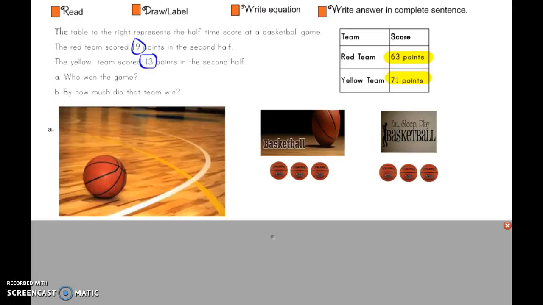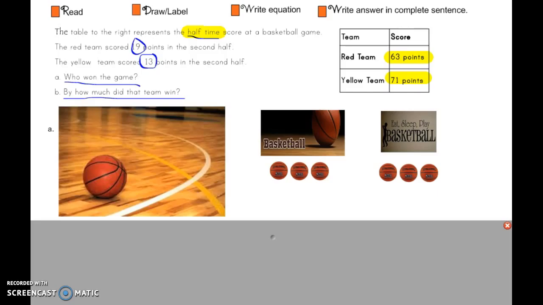Then I want to underline what the problem wants me to solve for. The first thing it wants me to solve for, it wants to know who won the game. Now I know I can't go by this table by itself because I have to remember that these are the scores at halftime. So you may want to go ahead and underline or circle halftime to help you remember that these scores here were scored at halftime. Then question B wants to know by how much did the team win?